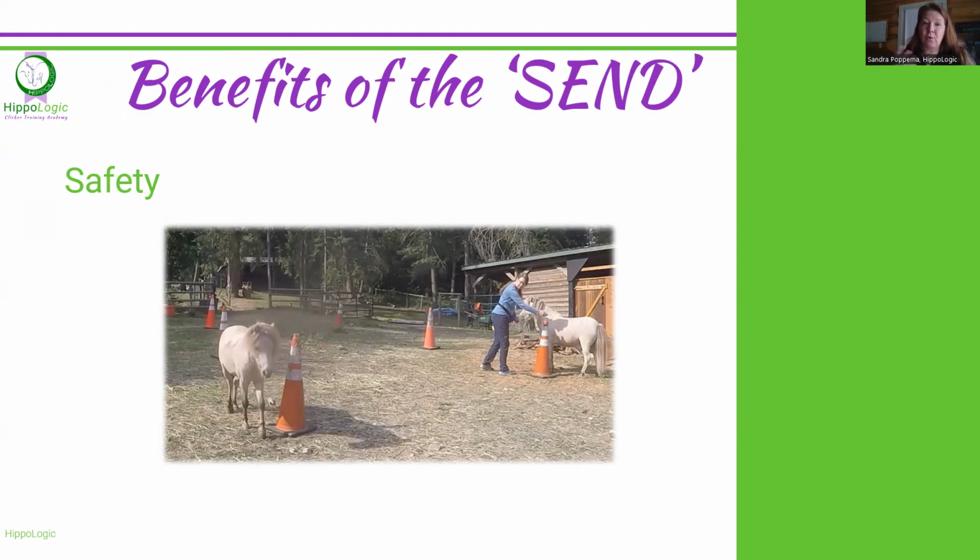Safety. Sending your horse away from you and increasing the distance between you and your horse can really increase safety. From a distance, your horse can't push you, he can't step on your toes, he can't run you over. Now, these are behaviors that I don't see happen a lot in clicker trained horses, but having your horse not in your pocket is really a plus.